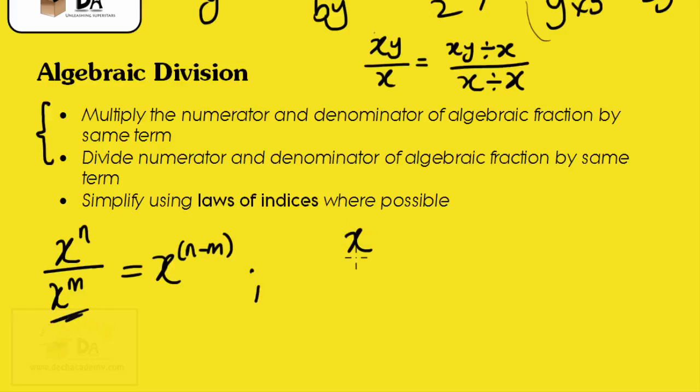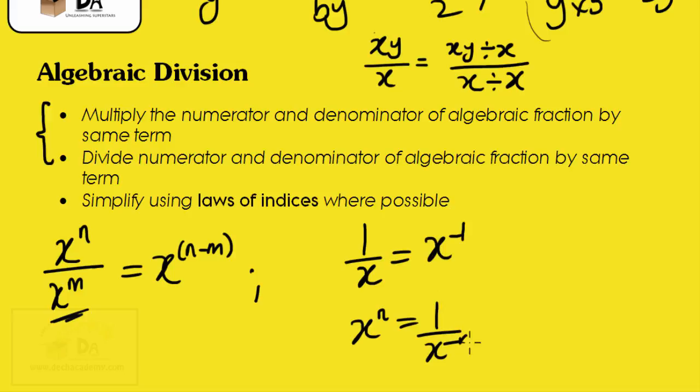You also have expressions like 1 over x is the same thing as x to the power of minus 1, or x to the n, same thing as 1 over x to the minus n, or x to the minus n, the same thing as 1 over x to the n, and so on. So you can feel free to go to the videos which cover the laws of indices pertaining to algebraic division before moving on to the next section.